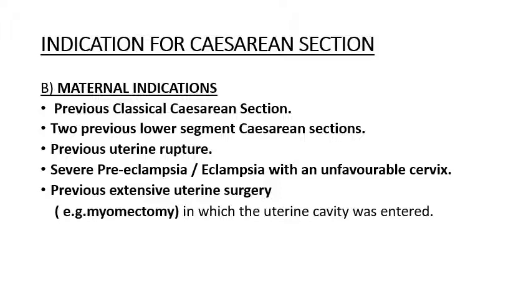Classical is when the incision made in the uterine wall is what? It's a vertical midline longitudinal incision. If she has had two previous lower segment cesarean sections, because there's risk of what? Uterine rupture. If she has had a previous uterine rupture, or severe preeclampsia/eclampsia with an unfavorable cervix using the Bishop score, so the cervix is not favorable for delivery, you want to do a cesarean section. And previous extensive uterine surgery, such as myomectomy in which the endometrium was breached, she needs a cesarean section.